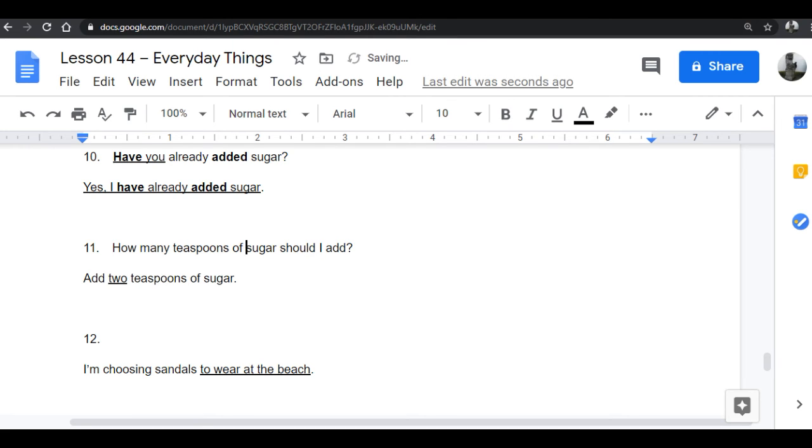Teacher, can I just say how many teaspoons of sugar? Yes, okay, but just make it complete. As you are learning, you have to use a lot of words, okay? Practice, use as many words as possible. So, how many teaspoons of sugar should I add? You should add 2 teaspoons of sugar, or add 2 teaspoons of sugar.